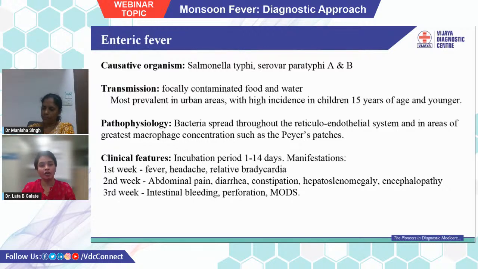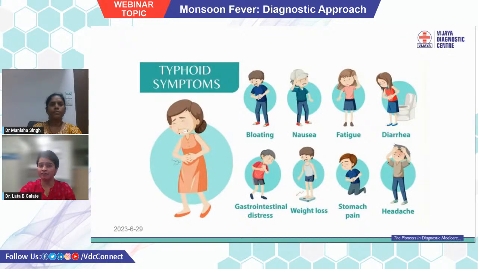It involves the reticuloendothelial system in areas of greatest macrophage concentration, such as Peyer's patches, which are predominant in the intestine. The patient can present with general symptoms like fever, headache, relative bradycardia, followed by abdominal pain, diarrhea or constipation, along with hepatomegaly and encephalopathy in the second week. If not diagnosed and treated on time, this may turn into complications wherein one can see intestinal bleeding, perforation, multi-organ dysfunction. So these are the typhoid symptoms one has to be aware of and think of typhoid.